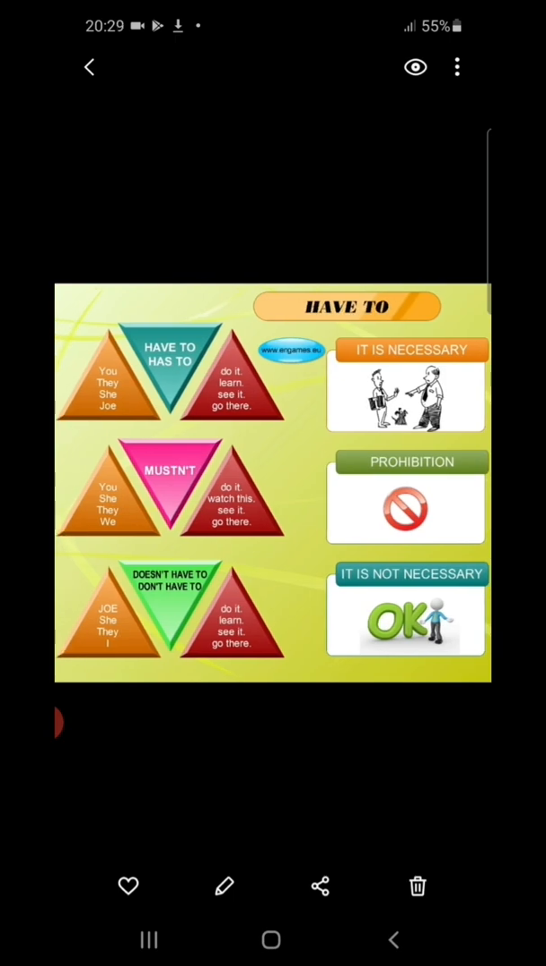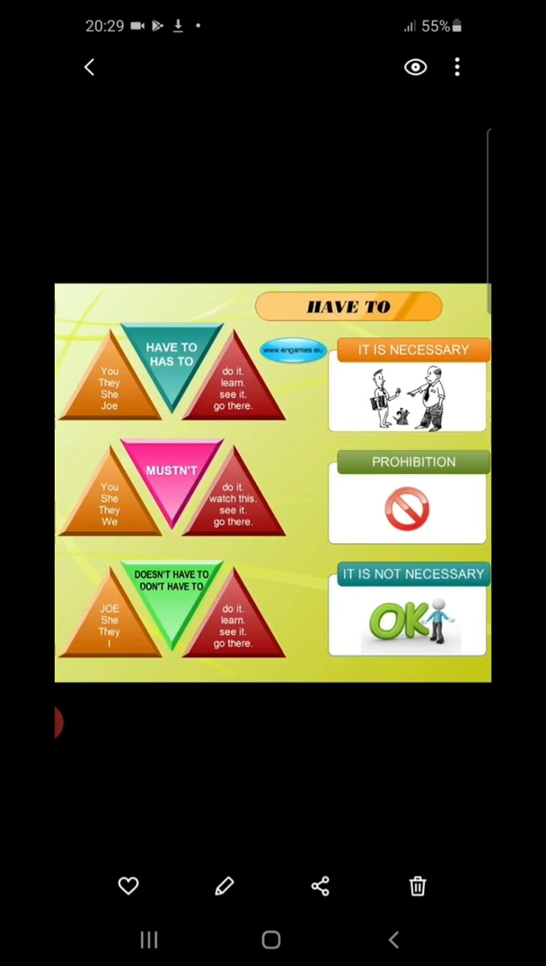Next one. It reveals prohibition. Mustn't. You mustn't do it. She mustn't watch this. They mustn't see it. We mustn't go there.